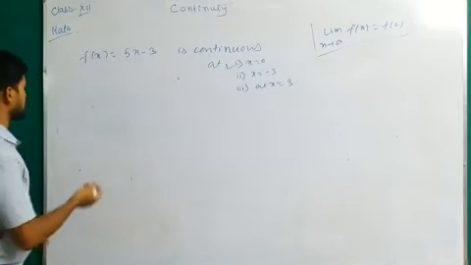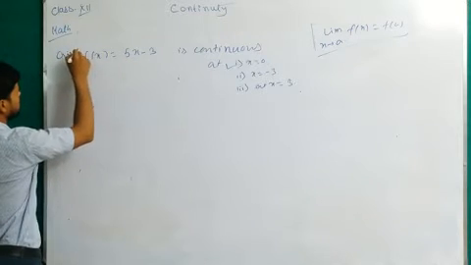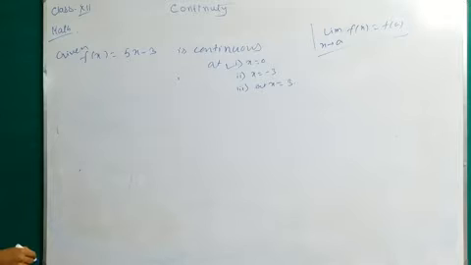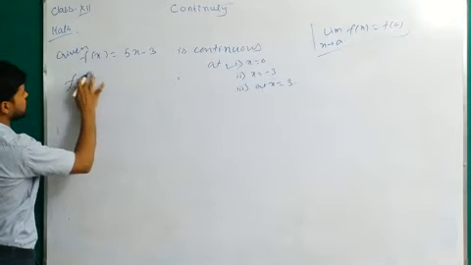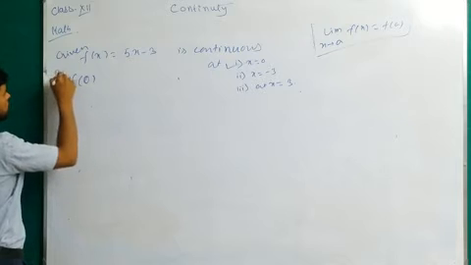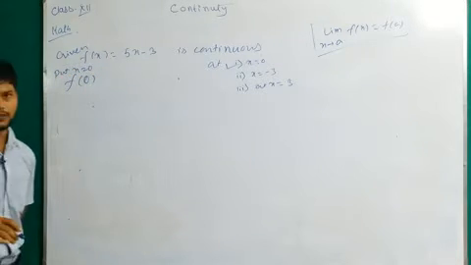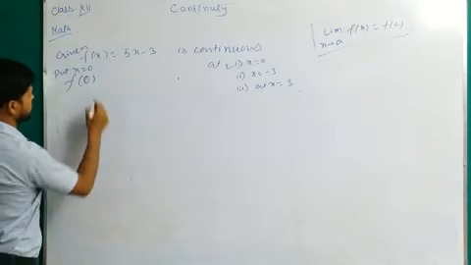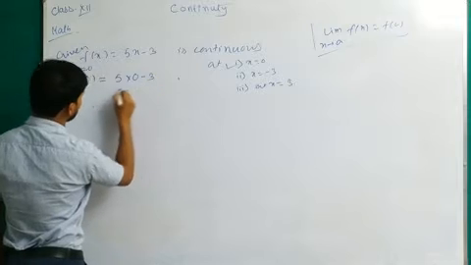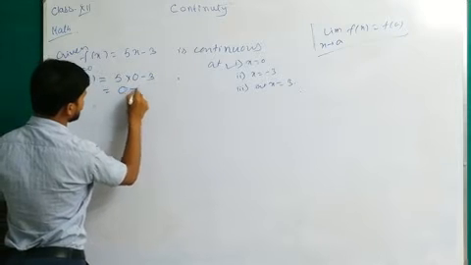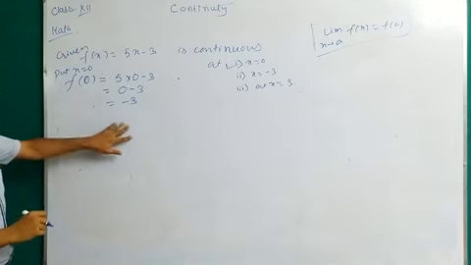Okay, so f of x is given, f of x equal to 5x minus 3. So what is the functional value of the function at x equal to 0? Put x equal to 0, means we want to find the functional value of the function at x equal to 0. So that will be 5 into 0 minus 3, which is equal to 0 minus 3, that is equal to minus 3. So f of 0 equal to minus 3.